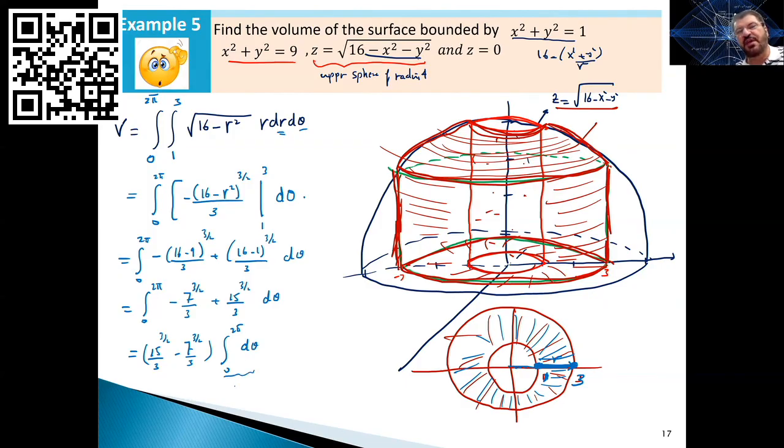We already did this one. The answer of this one is 2 pi. So the final answer is 2 pi, then 15 to the 3/2 over 3 minus 7 to the 3/2 over 3. And we close. That's the final answer.